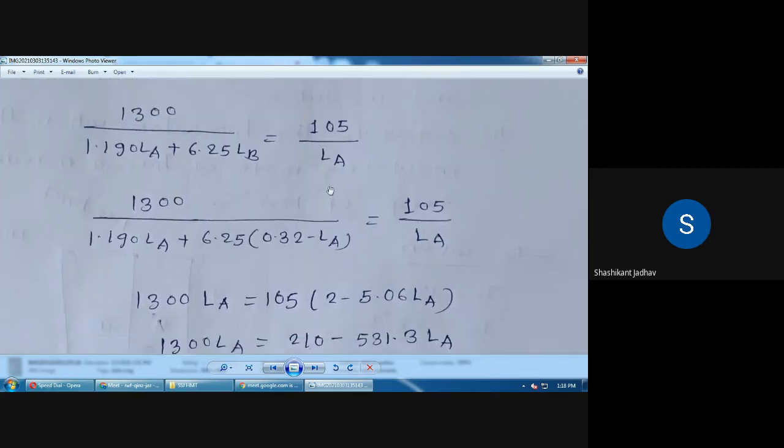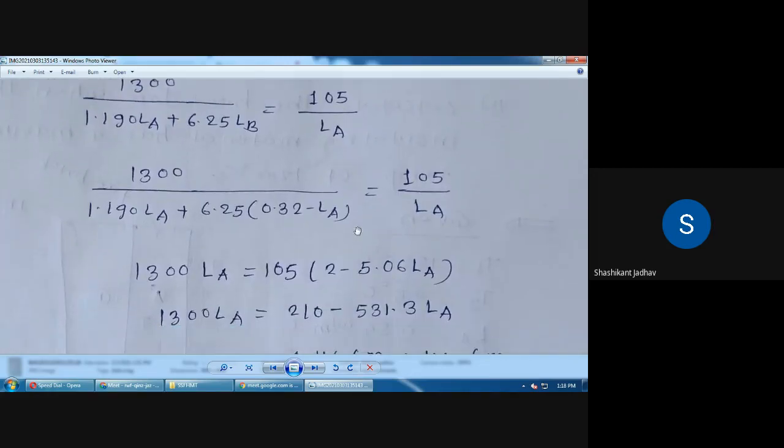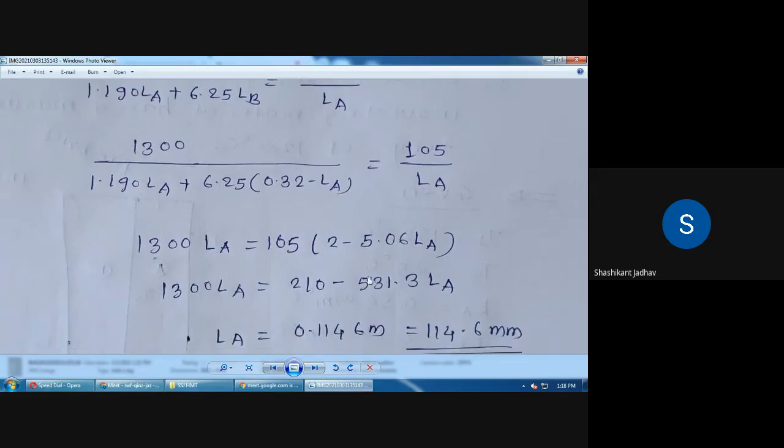So by solving these equations, we get the value of LA and LB. Do the calculation. We get the value of LA is equal to 0.1146 meter. So in mm, what is the value? 114.6 mm. You only have to solve the equation. By solving the equation, we get LA, which is 0.1146 meter, and we convert that meter into mm. So 114.6 mm. This is the answer for LA.